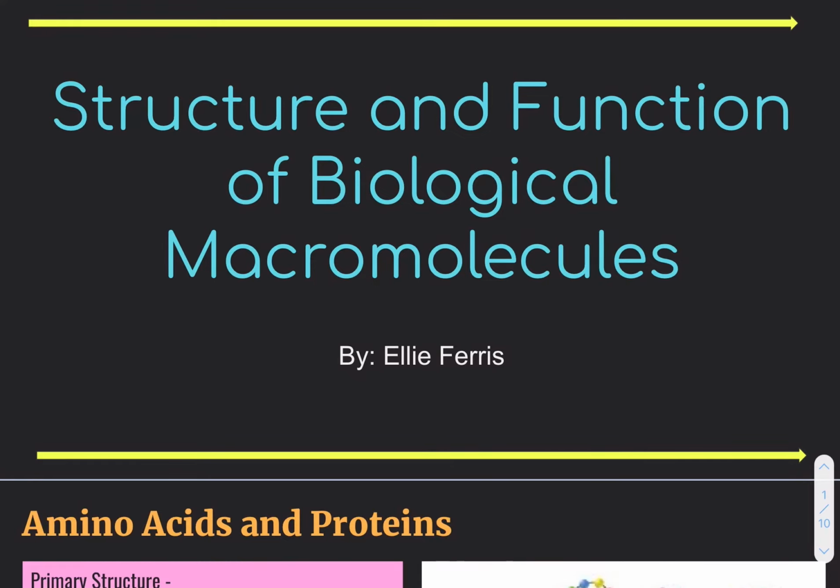All proteins go through the first three, however the last one, which is going to be quaternary, only happens with a protein that consists of two or more polypeptide chains. And just for a refresher, a polypeptide is an unprocessed or uncoiled or unfolded sequence of amino acids.